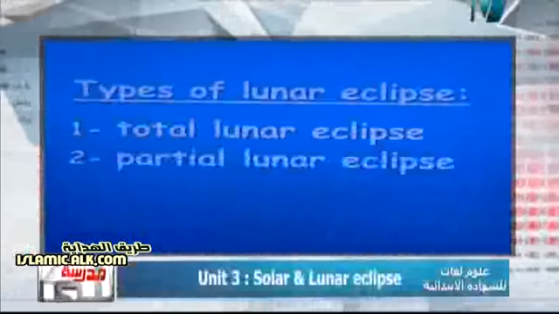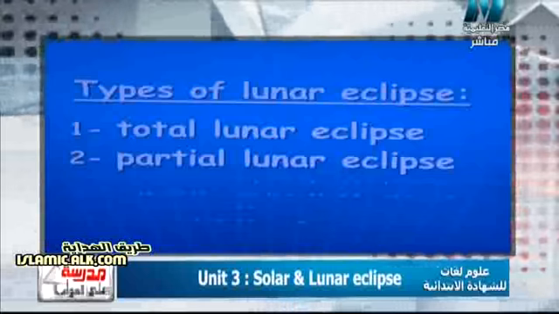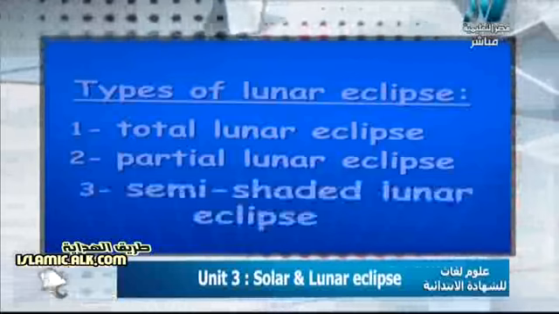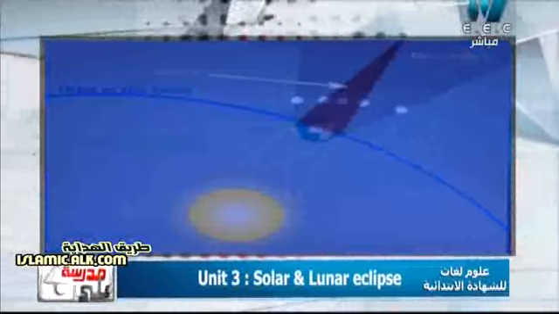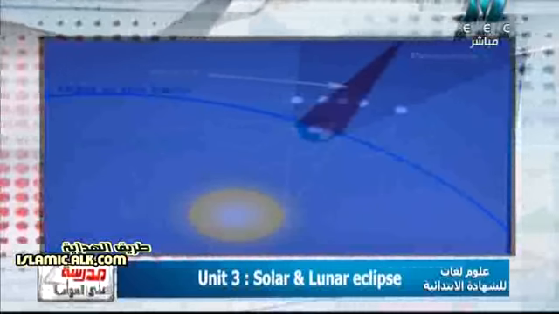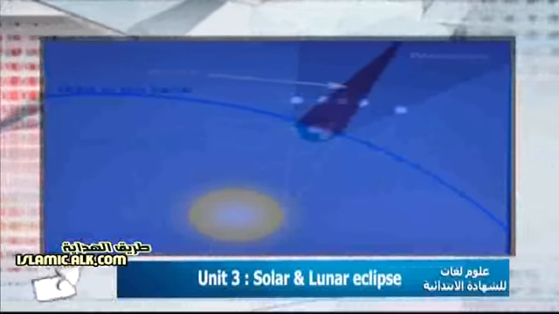Number 2, partial lunar eclipse. Number 3, semi-shaded lunar eclipse. Okay? Let's study each one of them. Look here. Here is the sun, the earth, the moon, and the earth in the middle.